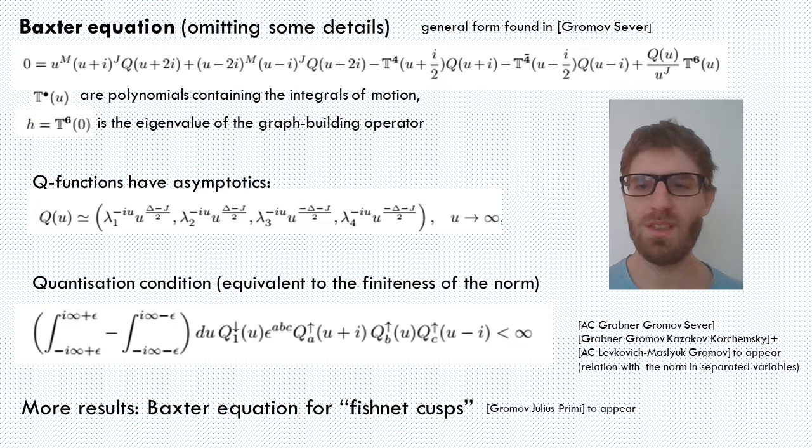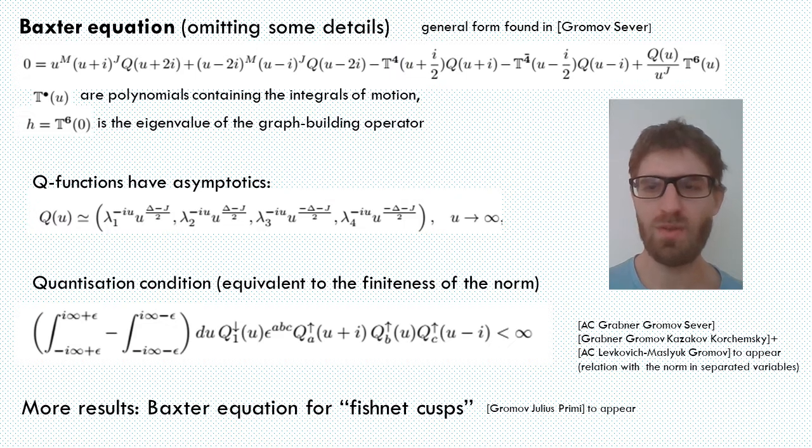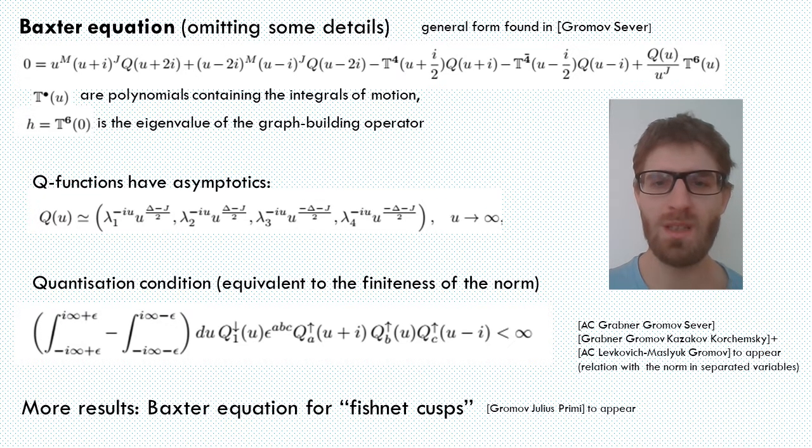In fact, these integrals over the Q functions are really related to the norm of the state, and they also appear in the computation of some more general observables. I can tell you more about this during the discussion. One can efficiently solve the Baxter equation and impose the quantization condition numerically. This is the method that was used to generate the spectra I showed at the beginning of the video.